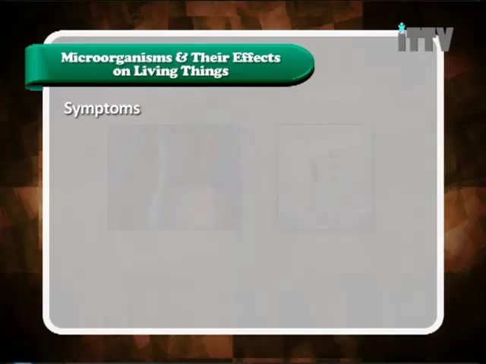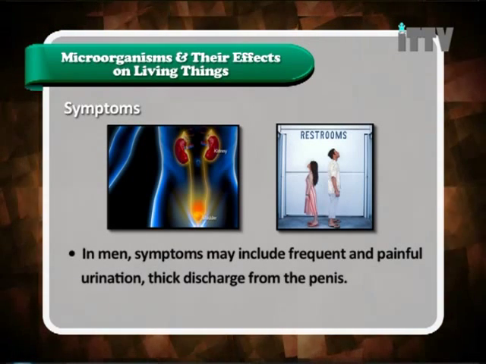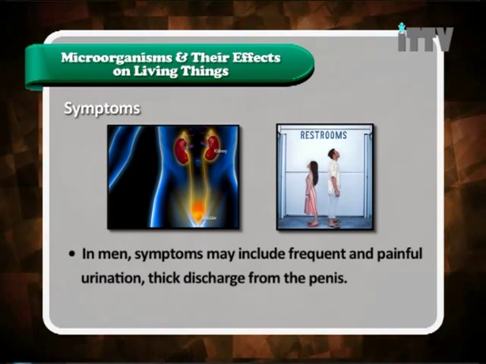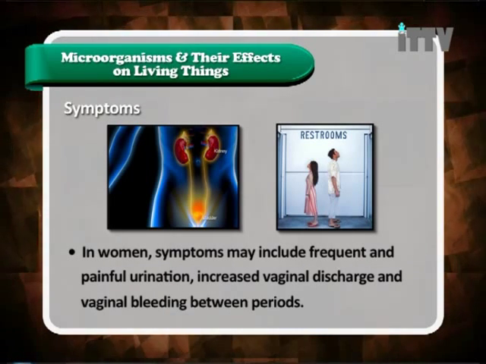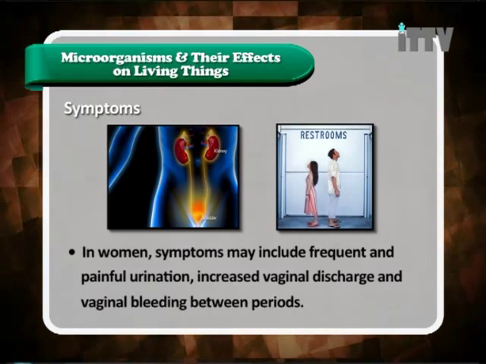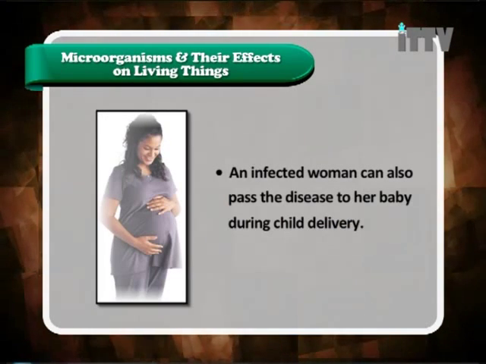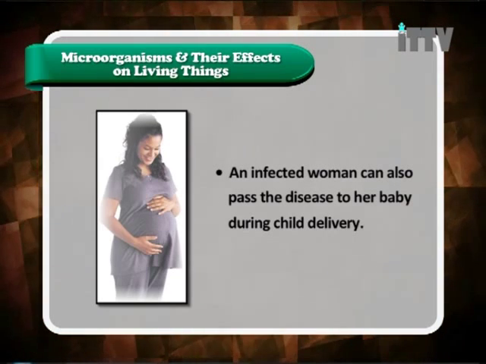Now let's look at the symptoms of gonorrhea. Symptoms of gonorrhea. In men, painful urination, thick discharge from the penis. In women, painful urination, increased vaginal discharge and vaginal bleeding between periods. An infected woman can also pass the disease to her baby during child delivery. So here we have seen how bacteria create a disease like gonorrhea.